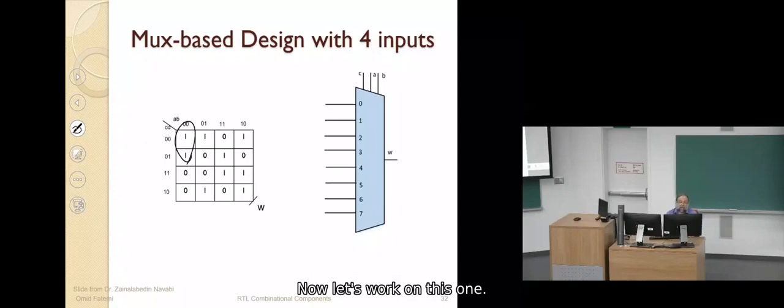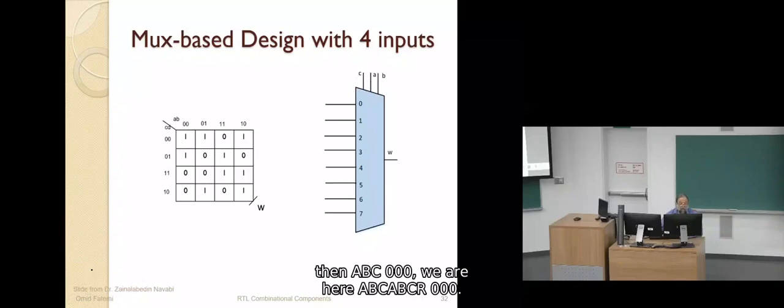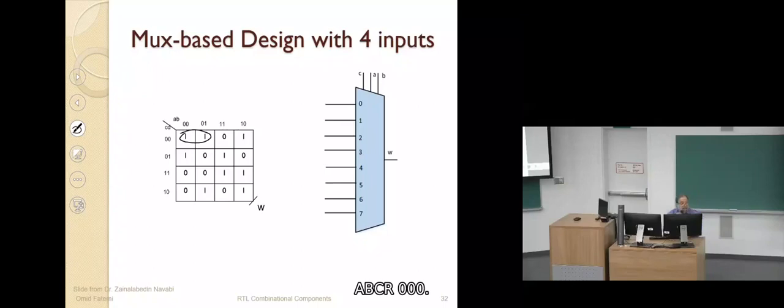A, B, C, if A, B, C are 0, 0, 0, we are here. As you can see, the output is 1. Sorry, what did I write? A and B are 0, 0, and C is also 0, so it is this. The output is 1 whether D is 0 or 1. So the first one is 1.